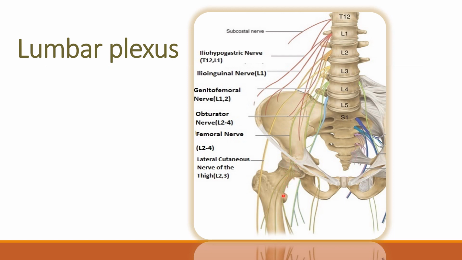It divides into an anterior and a posterior division. The anterior division supplies the sartorius muscle, and the posterior division supplies the quadriceps femoris muscle. Quadriceps femoris means the rectus femoris, vastus medialis, vastus lateralis and vastus intermedius. These are supplied by the femoral nerve.